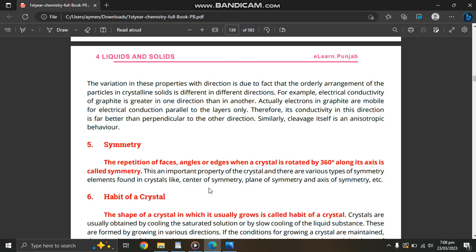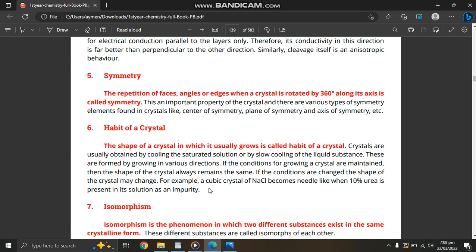The sixth property is the habit of a crystal. The shape of the crystal in which it usually grows is called the habit of a crystal. Crystals are usually obtained by cooling the saturated solution or by slow cooling of the liquid substances. These are formed by growing in various directions.